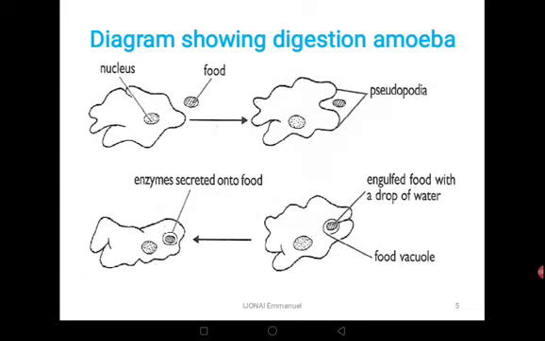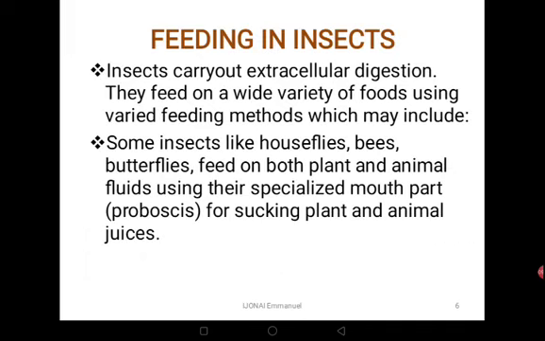So that kind of feeding is what we call phagocytosis, a type of feeding where an organism engulfs or takes in solid food and then breaks it down to form nutrients. And this is the best example in amoeba. I want you to summarize nutrition in amoeba in another paragraph. Then you send me that assignment.